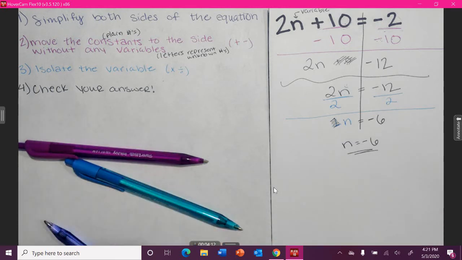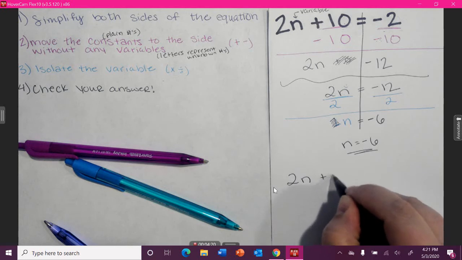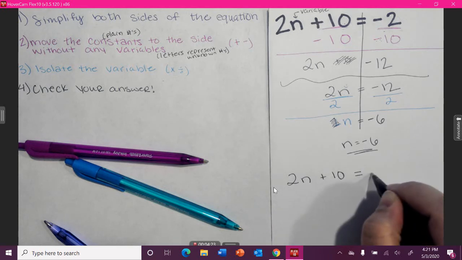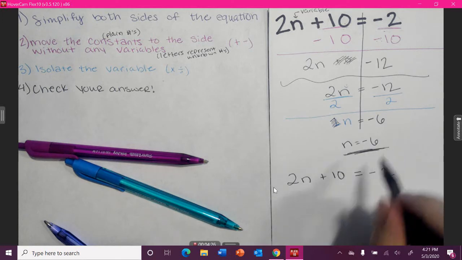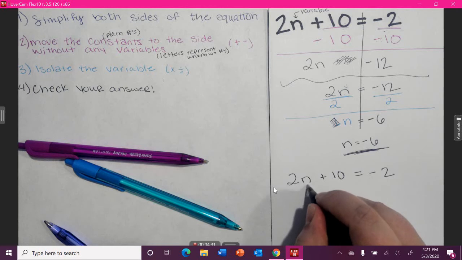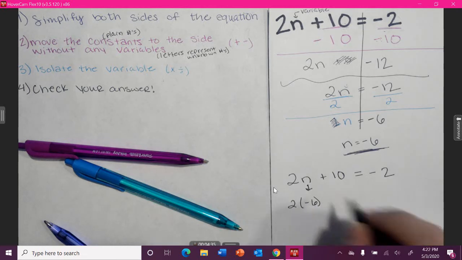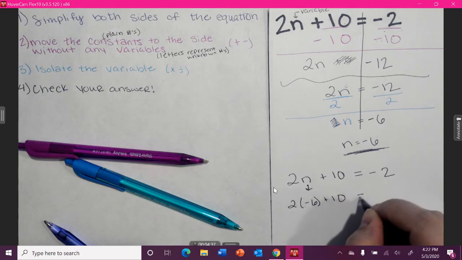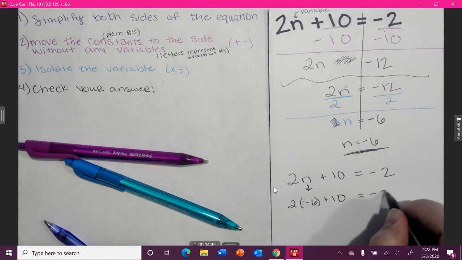The last thing we're going to do before we say we're done and good is we need to check our answer. So I'll rewrite the equation, which was 2 times n plus 10 equals -2. We said our answer is -6. The n was equal to -6. So instead of writing n, we're going to use -6. What should happen is this equation, 2 times now -6 plus 10, should equal -2.